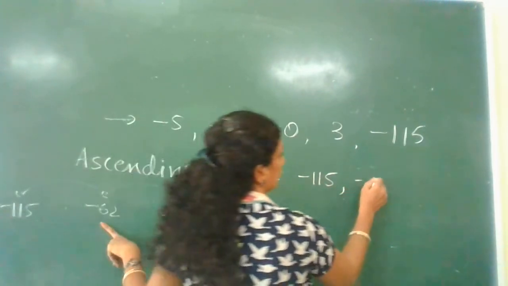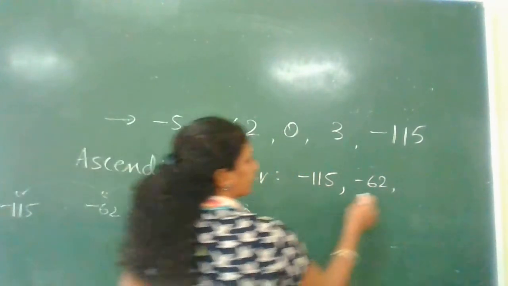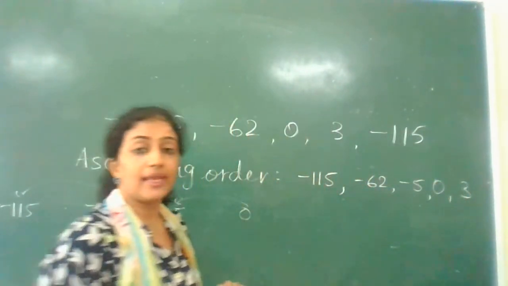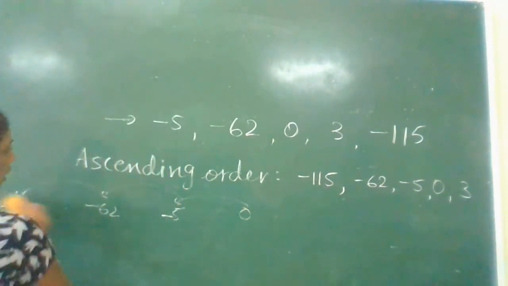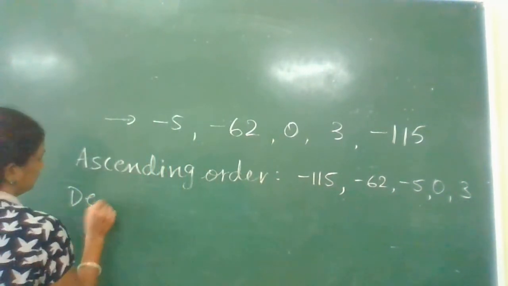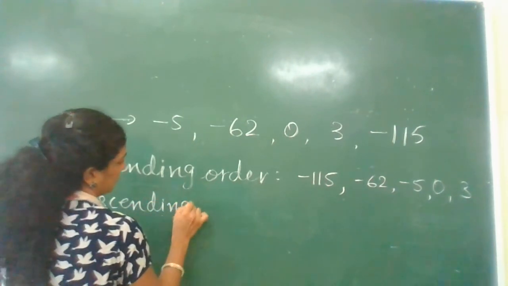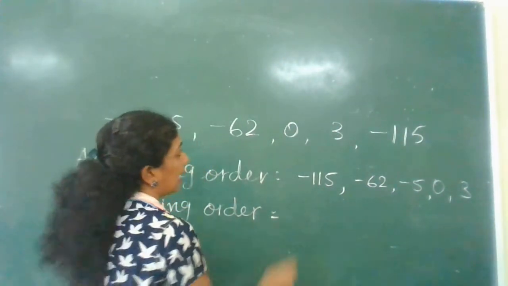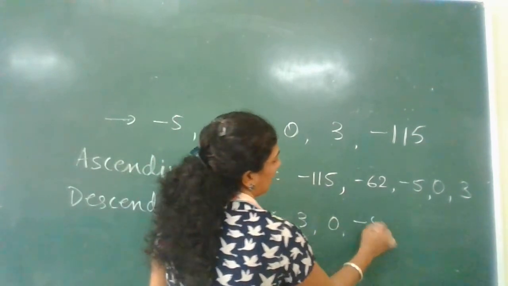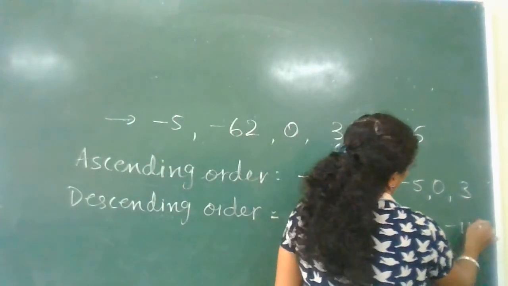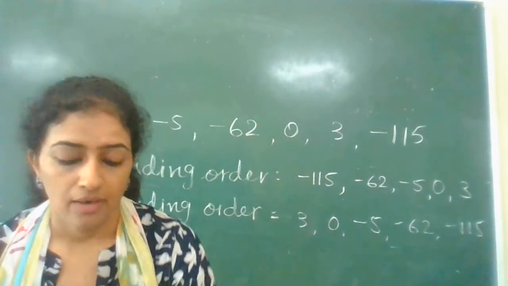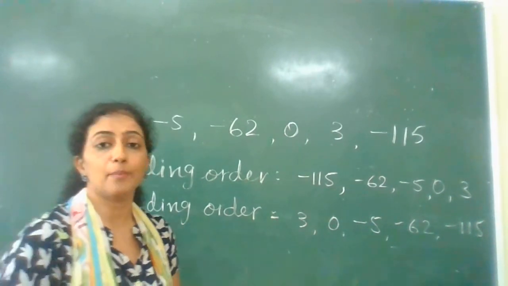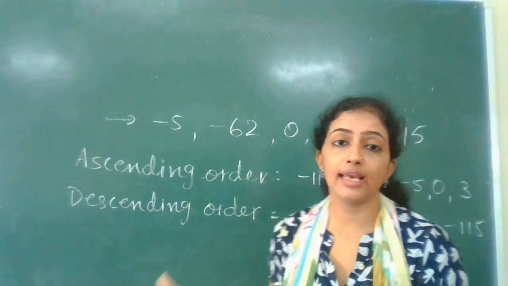Okay, then come to the next number. This is minus 62. Then comes minus 5. Then comes 0 and then comes 3. So this is ascending order. Now if you say descending order, you have to perform opposite. So let's start with the 3, then 0, minus 5, minus 62, minus 150. This is descending order. In descending order, you have to start with the greatest number. In ascending order, you have to start with the smallest number. So this is called ordering integers.